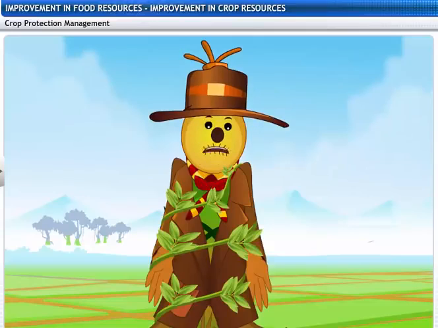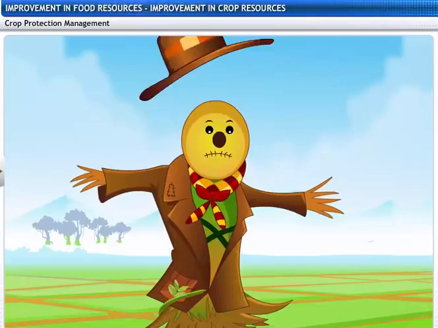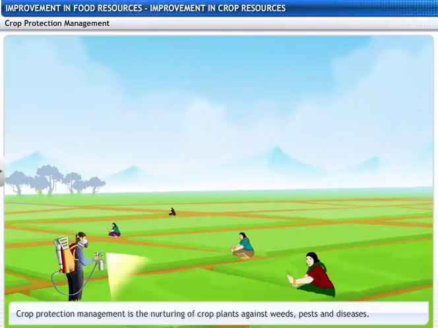Look at these weeds. It seems like the farmer has become quite lazy these days. He needs to be told that weeds are dangerous for crops. Nurturing crop plants against the damages caused by weeds, pests, and diseases is known as crop protection management.